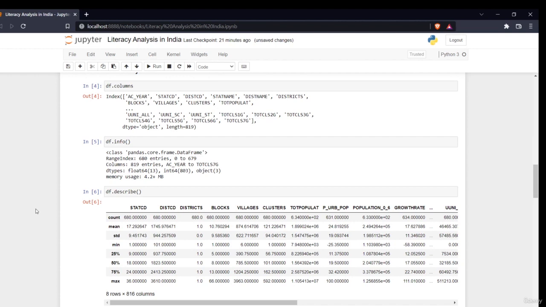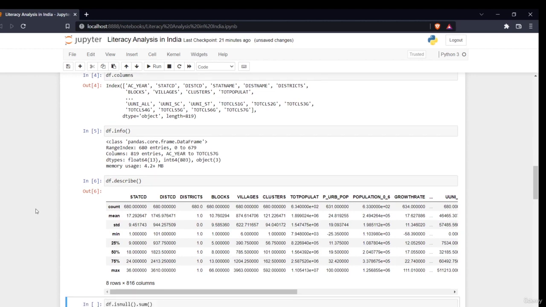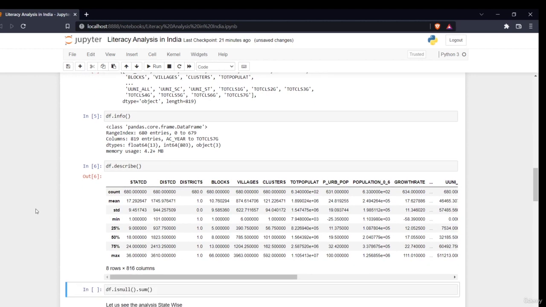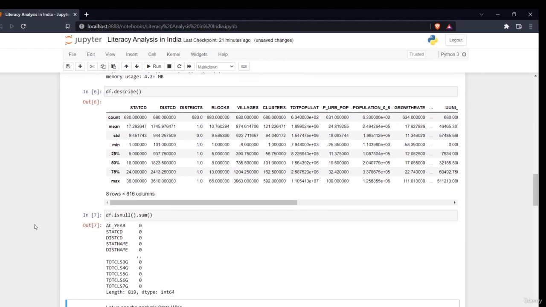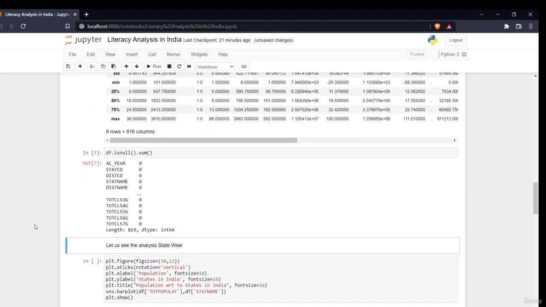Okay, this describe is not giving us much information, so we'll just go and see if there are any null values in the data set or not. So there are no null values, obviously.